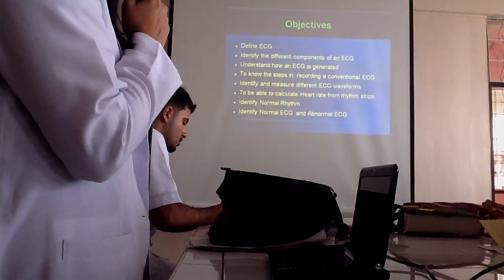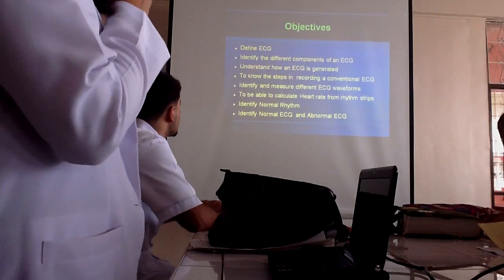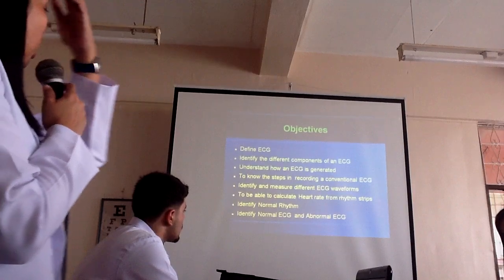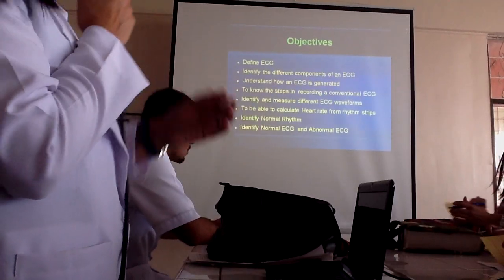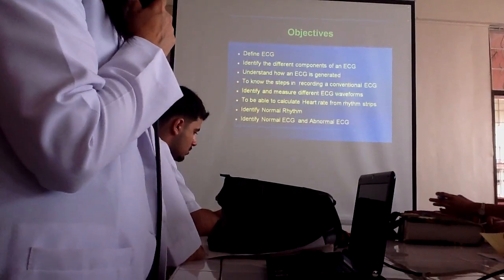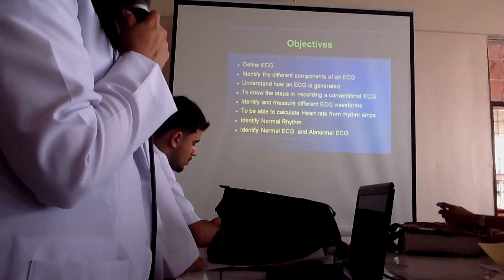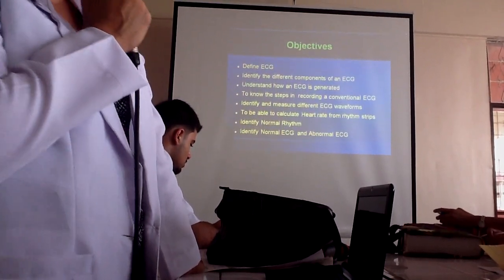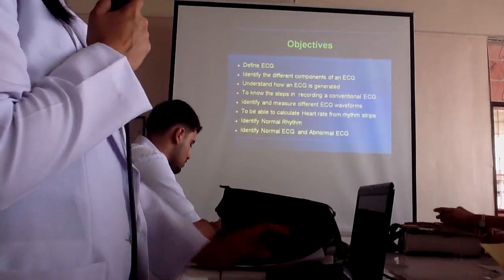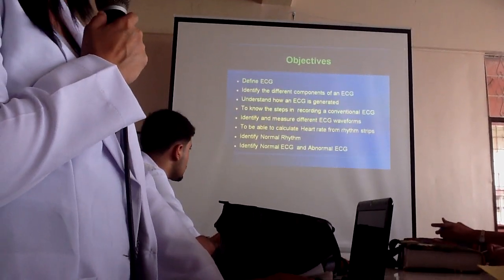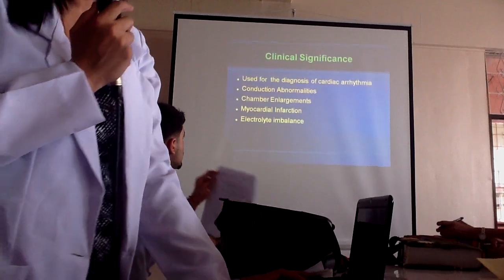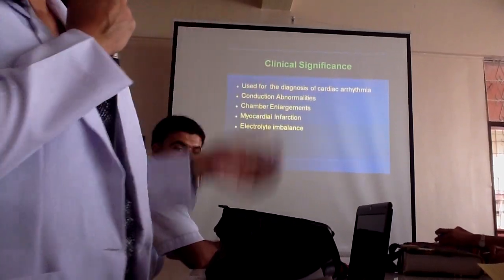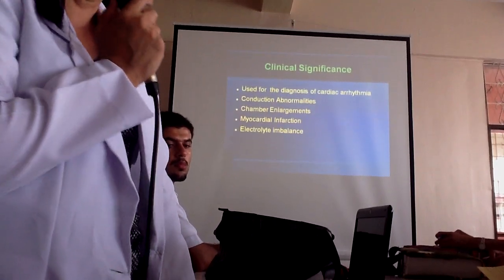So objectives, basically you have to define what is ECG, identify the different components of an ECG, understand how an ECG is generated, and to know the steps in recording a conventional ECG, identify and measure different ECG waveforms, to be able to calculate your heart rate from your rhythm strips, and identify normal from abnormal ECG. We do not expect you to have a diagnosis at the end of this lecture. Okay? What is important is you know the components of an ECG.